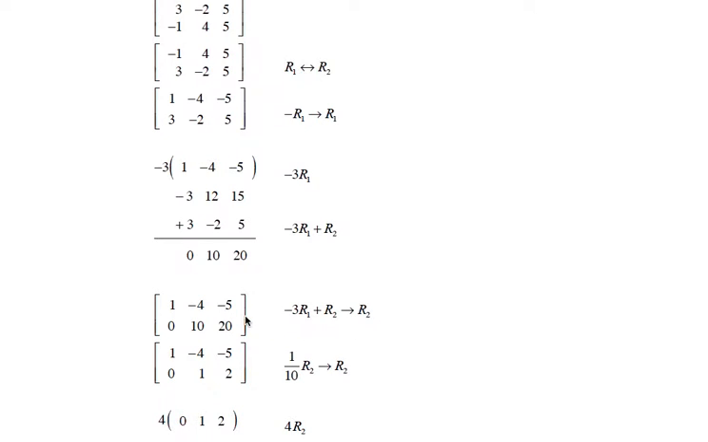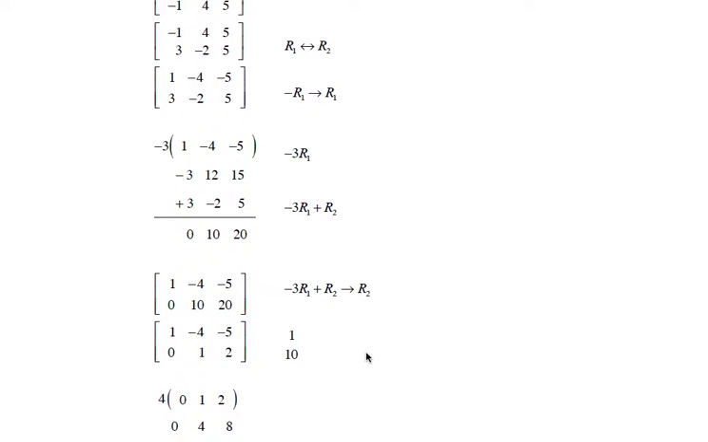So now this is what my matrix looks like here. 1, negative 4, 5, and 0, 10, 20. And the next step in my process is to get a 1 in this bottom middle entry. And so all I have to do is multiply 10 times 1/10, and that will make that entry 1.